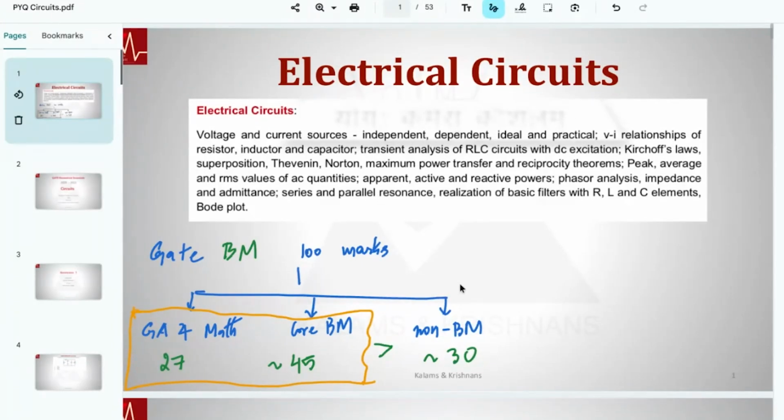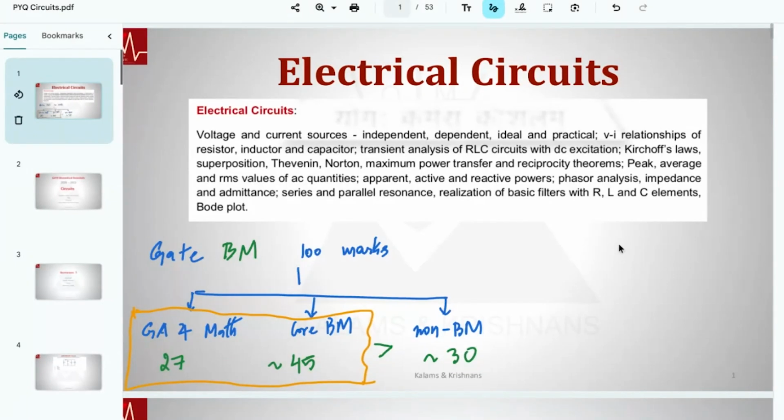Having said that, at this stage, we are in October, right? So we still have about 3 months till the GATE examination. Most of us will start putting more emphasis on practice, revision, mock tests at this stage, certainly by December, right? You may not have all the time to learn everything in electrical circuits, okay?